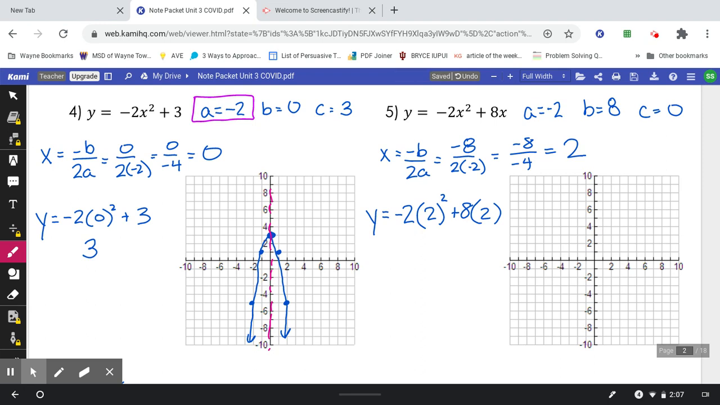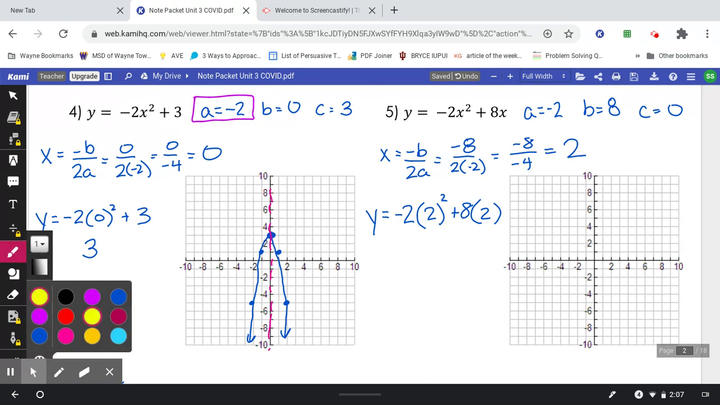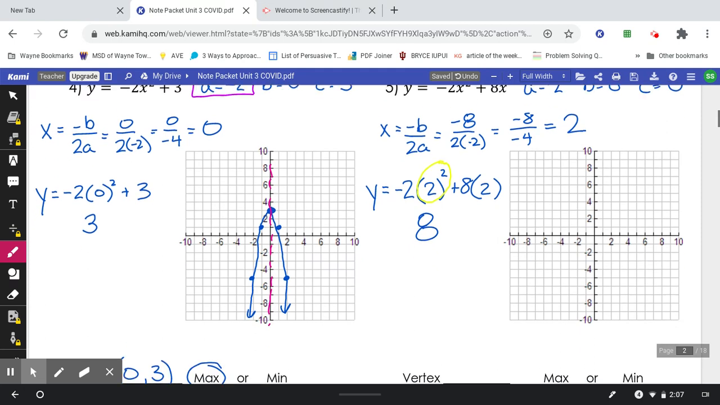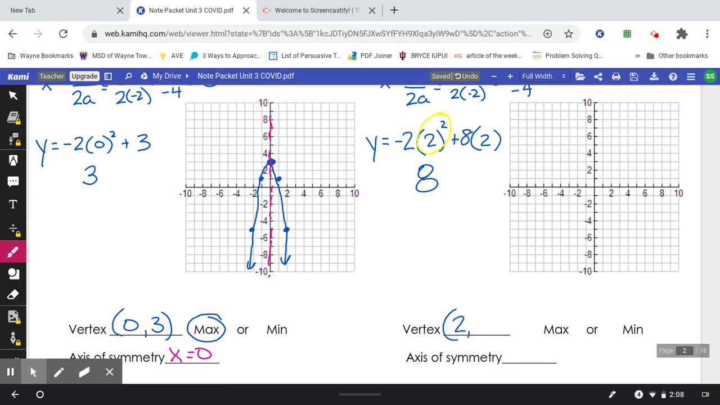Remember, you always evaluate the exponents first before you do the multiplication. So just make sure that this 2 squared is done first, and then you can multiply it by negative 2. When you type that into your calculator, you do get an answer of 8 once you're done with the whole thing. This means my vertex is 2, 8. 2, 8, way up here.